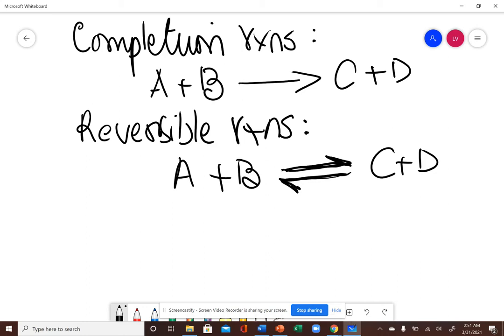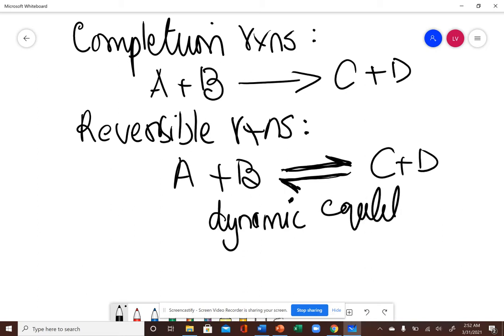So reversible reactions happen in both directions. Reactants combine to give you products, products break down to give you back reactants, and the reaction continues. These reactions never come to an end, they never stop. The only thing that happens with reversible reactions is they attain equilibrium, and we say they achieve dynamic equilibrium. That's what you have learned till now about these types of reactions.